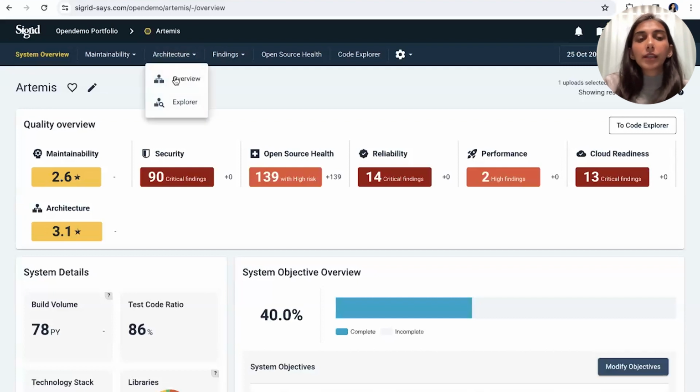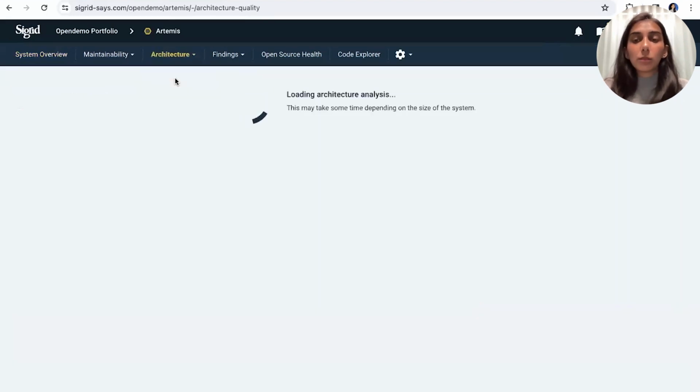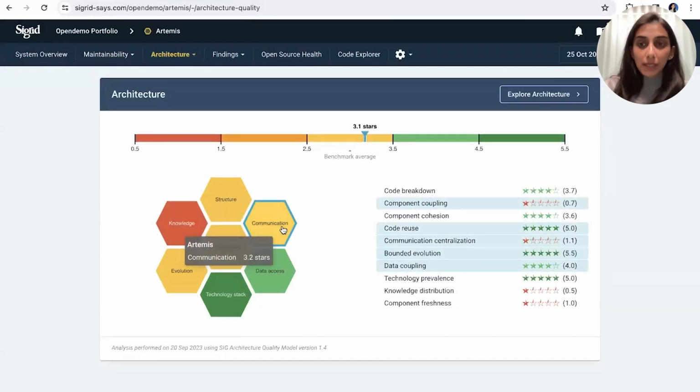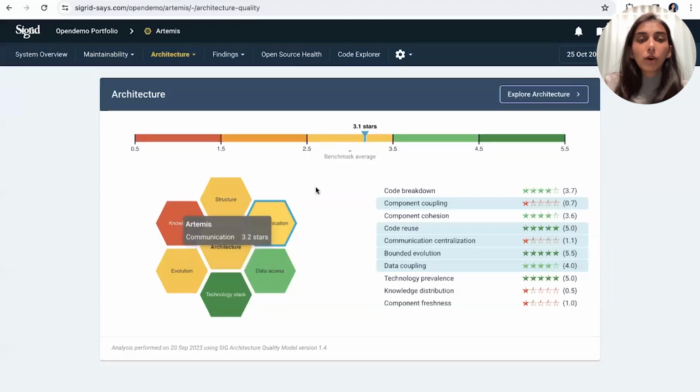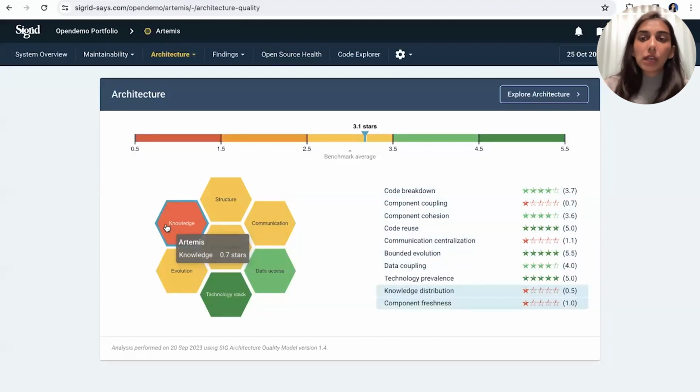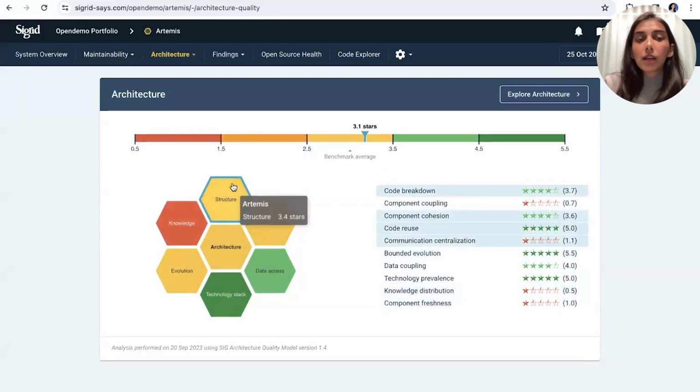So then you can click on architecture. There's an overview which gives you the benchmarking results, and also what are the metrics, what are the aspects that we measure for architecture. For example, for architecture, we measure how well it is structured, where does the knowledge lie in the components, how well does it communicate, what are the data access looks like, what is the technology stack being used, and how do the components evolve. So these are the aspects that we measure, and if you hover around it, you will find the highlights of the metrics that we measure, so that we can tell you how well is the architecture structured.